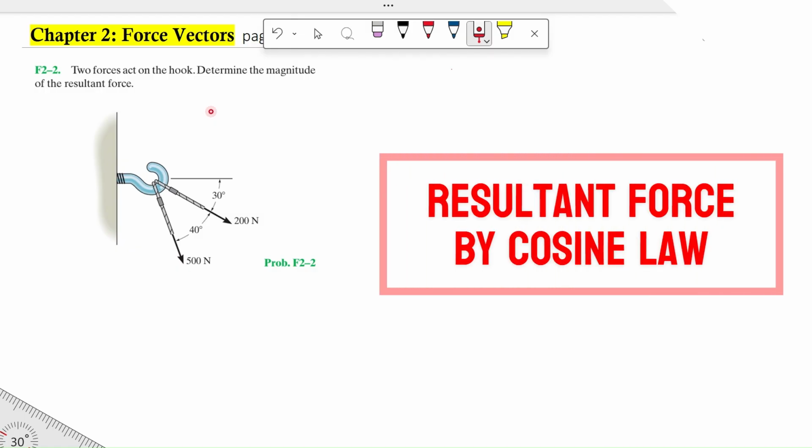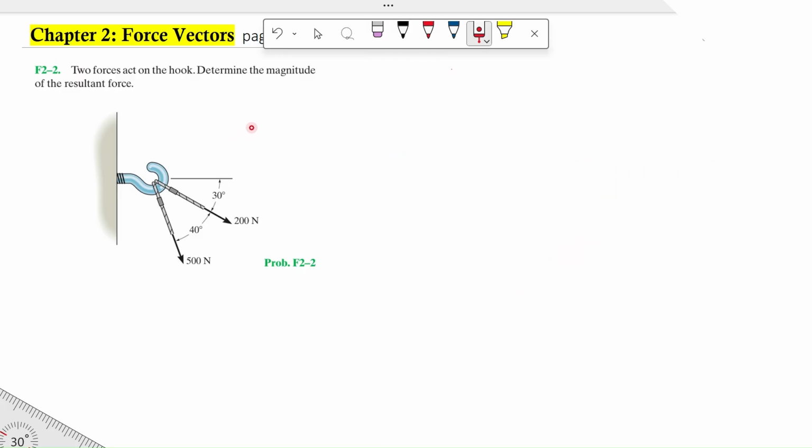So in this lecture, it is a bit different. We will be using the cosine law to find the magnitude of the resultant force. So far we know how to solve this type of question by using the resolution of forces method. In this lecture, we will be learning a new method using the cosine law. Without further delay, let's get started.